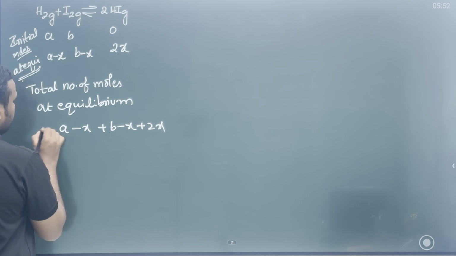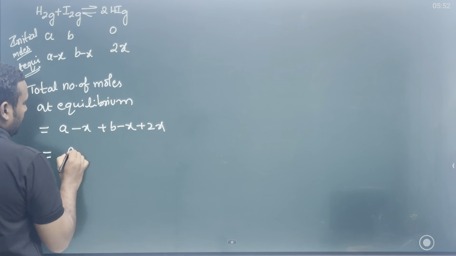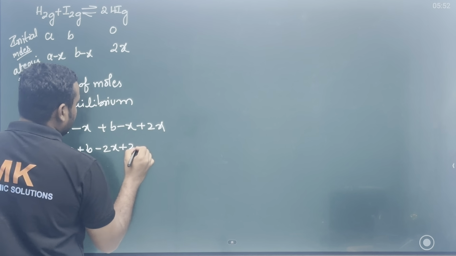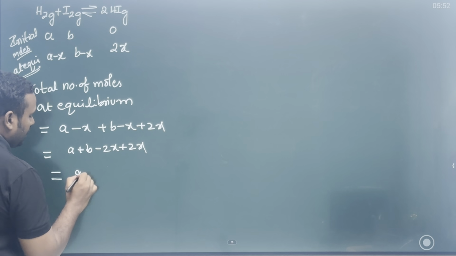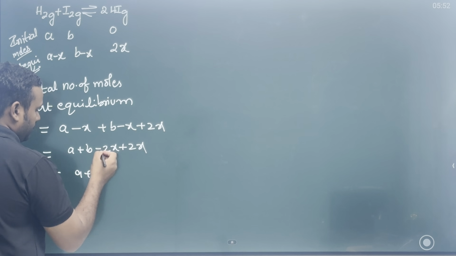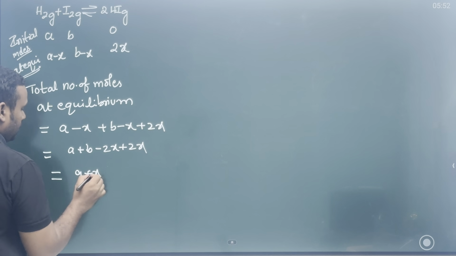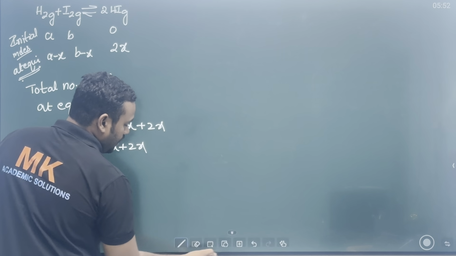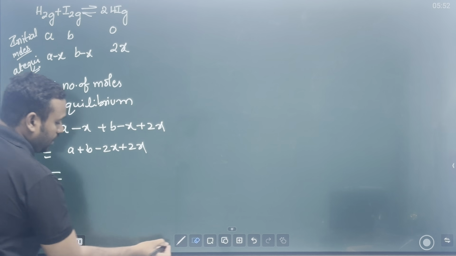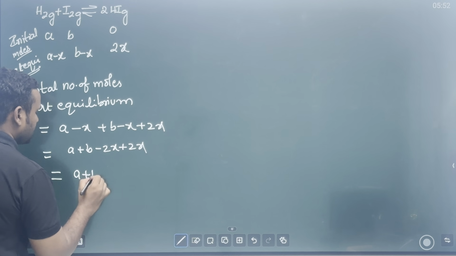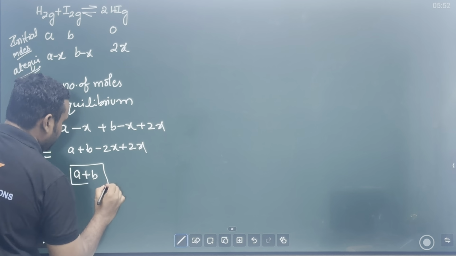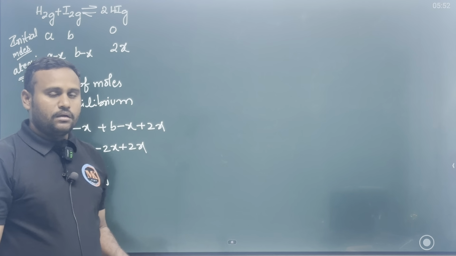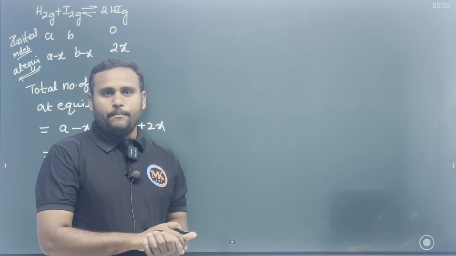The total number of moles at equilibrium, what will we get? A plus B minus x minus 2x plus 2x. Here, minus x, minus x and plus 2x will get cancelled out. So the total number of moles at equilibrium is A plus B. Okay, so this is the total number of moles at equilibrium. Now let us calculate the partial pressures. Why? Because in the Kp expression we need to take the partial pressures.